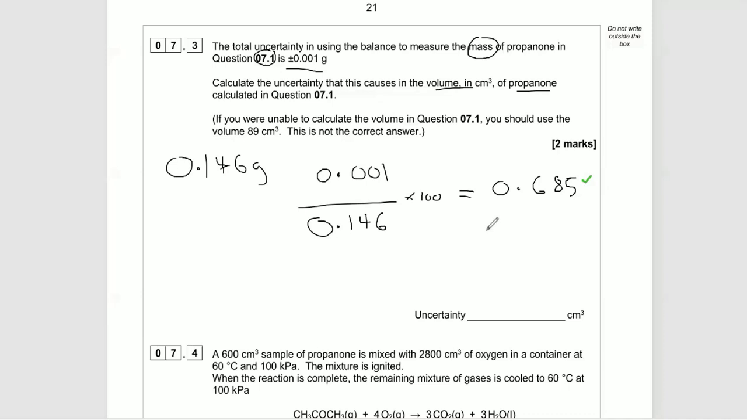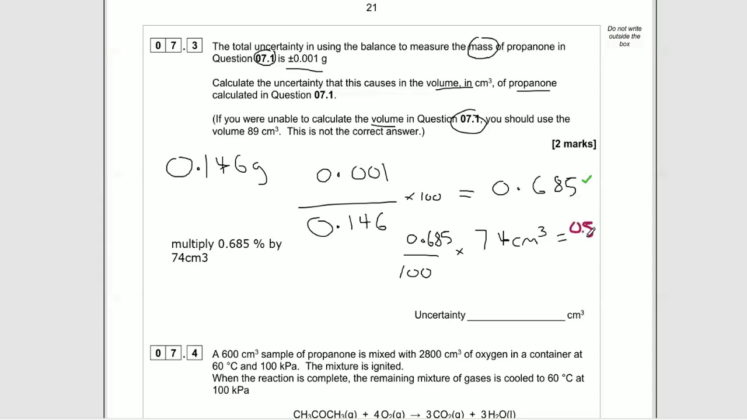But we've got another bit to this, which is probably the bit that some people might mess up on. So our original volume was 74 centimeter cubed from 7.1 from the first question. That's the volume we calculated. Of course, you can use 89 centimeter cubed if you messed it up. So now we want to work out what the uncertainty is in that. So this 74 centimeters is possibly going to be 0.685 out, as a percentage. So what I need to do is 0.685 divided by 100 times 74 centimeters, and that will get you the correct answer.